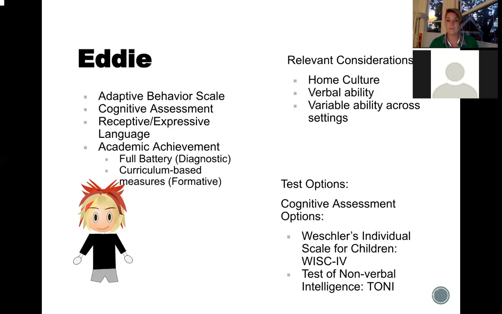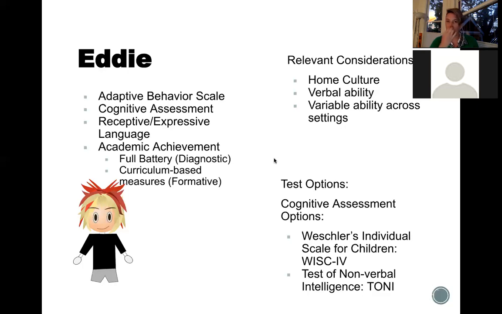And that can also be, with Eddie in particular, his family wasn't sure how to potty train him. And so he was still struggling with that into first grade. Now, that is definitely an important adaptive skill for going to school. However, I want to take that into consideration when I'm interpreting his scores.